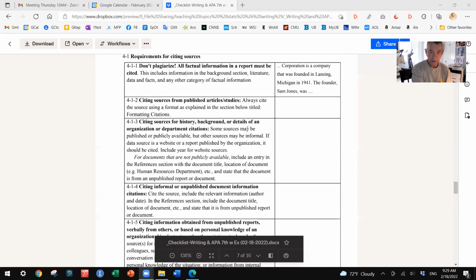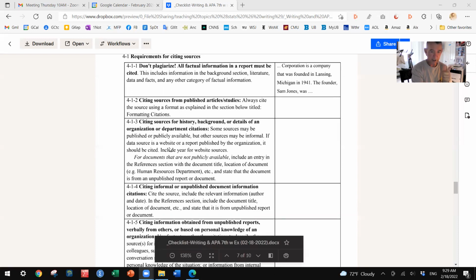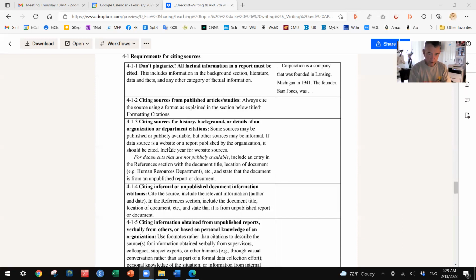In terms of requirements for citing sources: don't plagiarize, and cite all factual information. Very often students will start out their paper talking about the organization, it was founded on this date by these people, and there are no citations. That has to be cited. Those are facts, and very often they come from a website or a document. So cite your sources, and always, when there's a factual statement, include a citation.